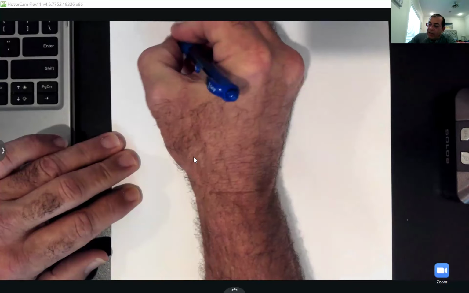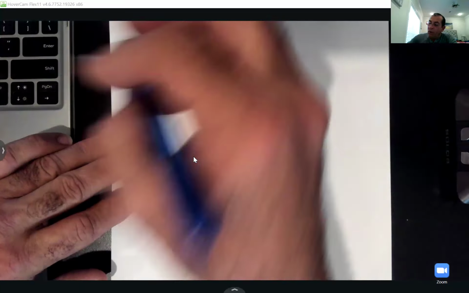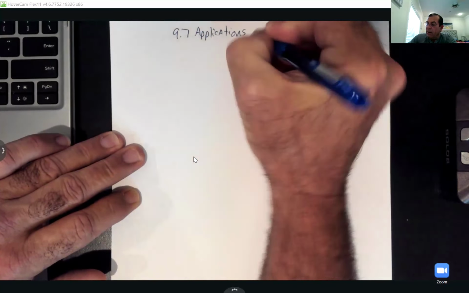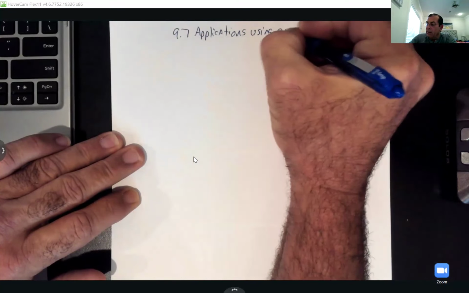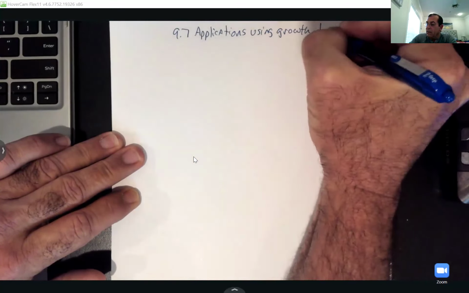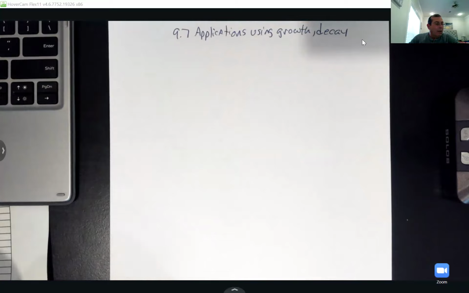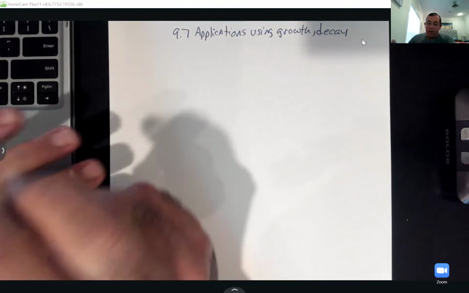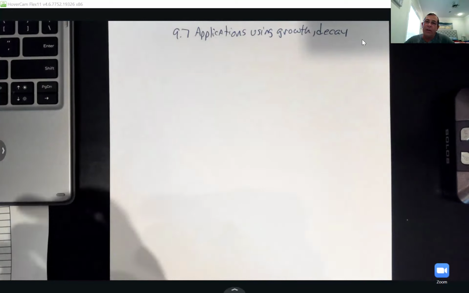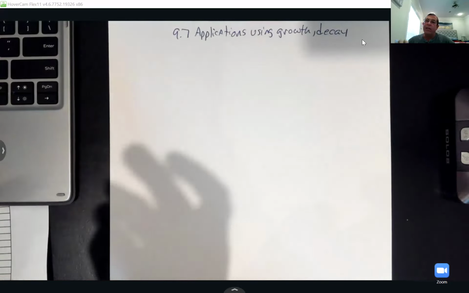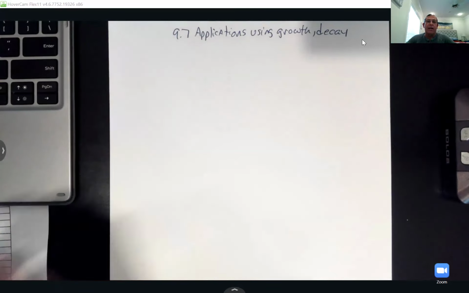All right, y'all. So this 9.7 deals with application models for growth and decay. Alrighty, so we're going to look at a formula first. It's similar to the formula we did the other day with the investments, but we use this formula when we've got continuous compounding, or continuous growth or continuous decay.